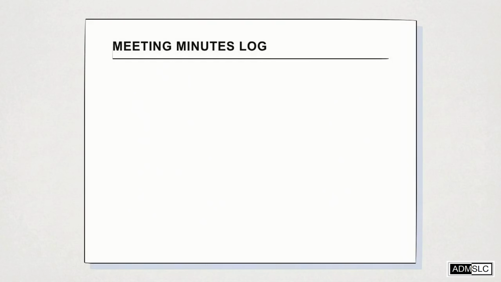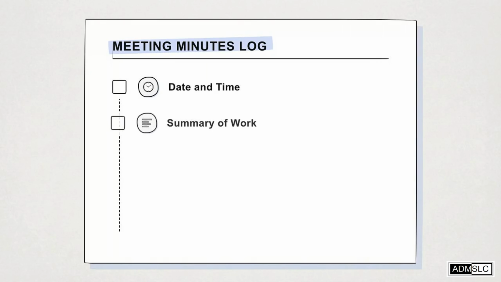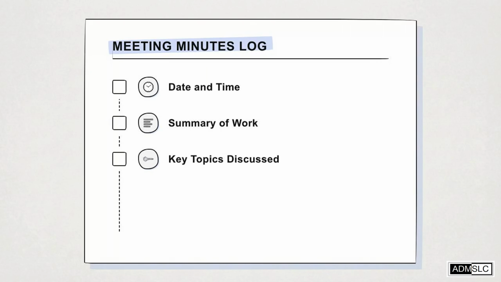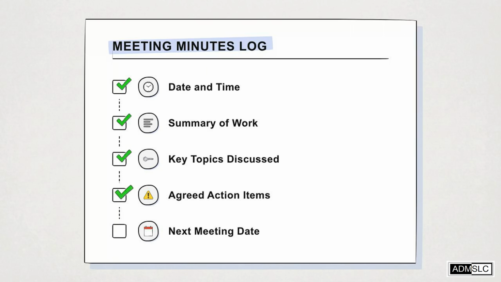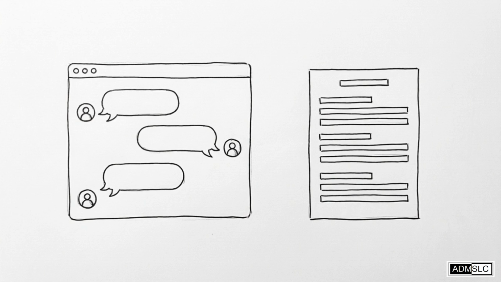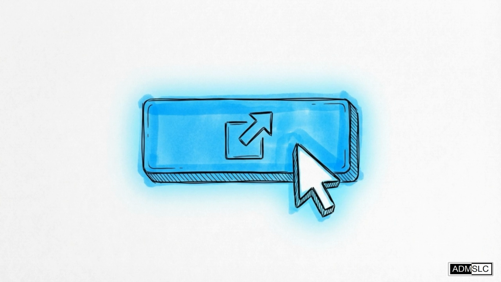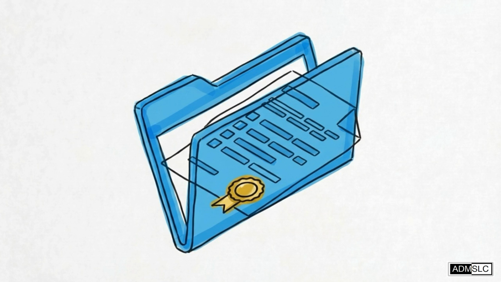For every meeting, you must record a log with 5 specific data points: the date and time, a summary of your work, the key topics discussed, the agreed action items, and the date for your next meeting. Type these minutes during the meeting itself. Before you log off, share them with your supervisor and upload the document to SharePoint to meet the university's quality assurance standards.